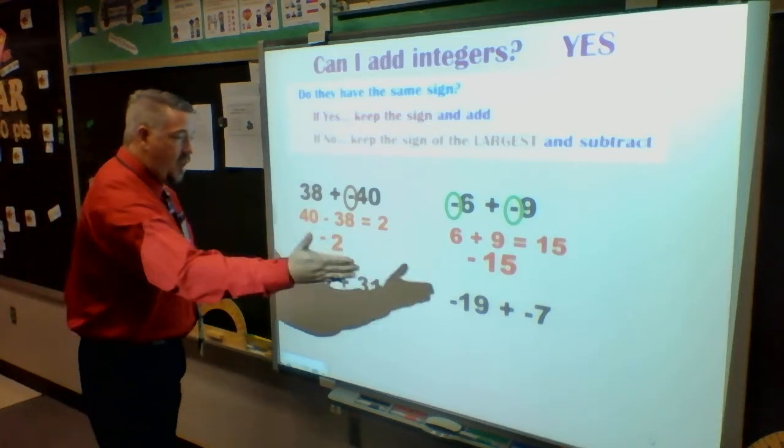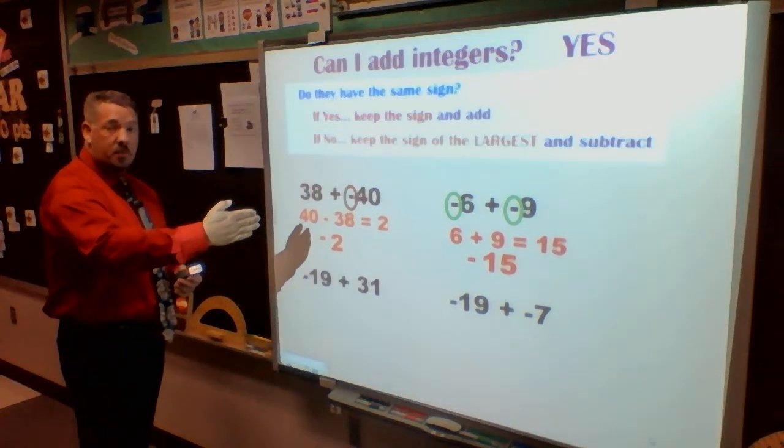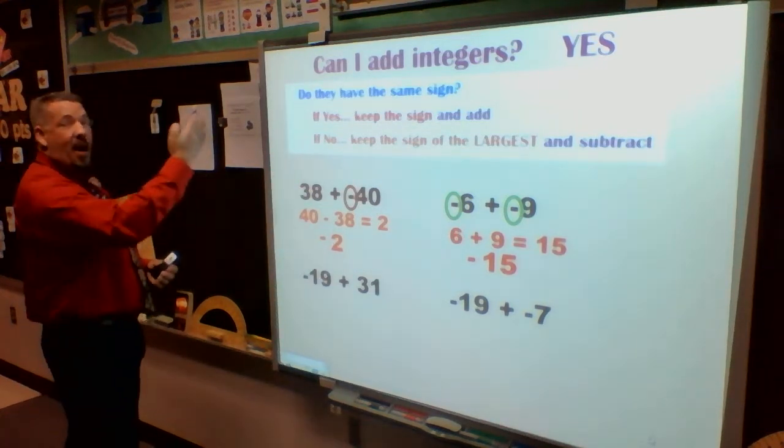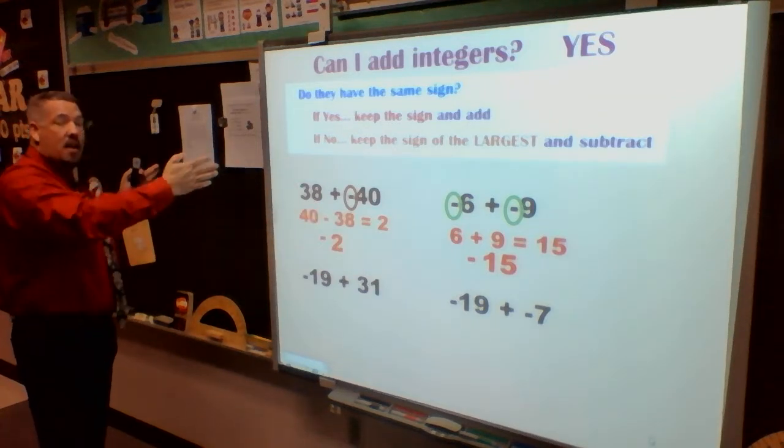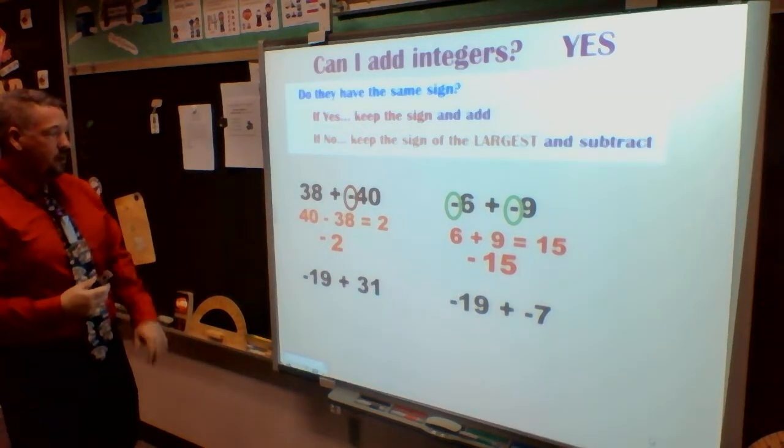So what that says is I went from 0 back 6 steps. I went an additional 9 steps backwards because they're both negative. So it took me a negative 15 steps from 0.